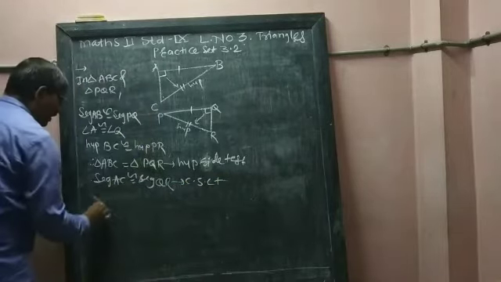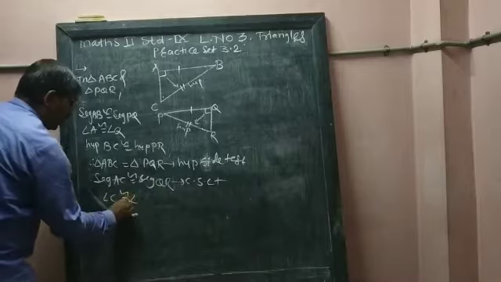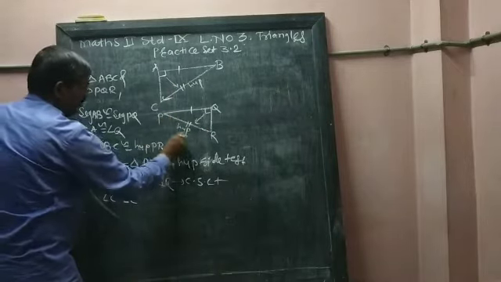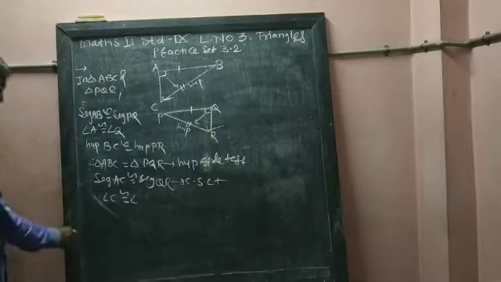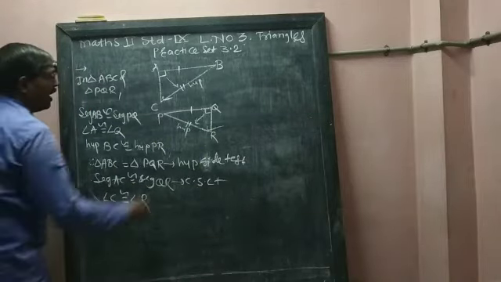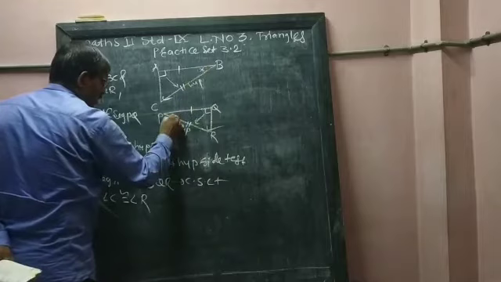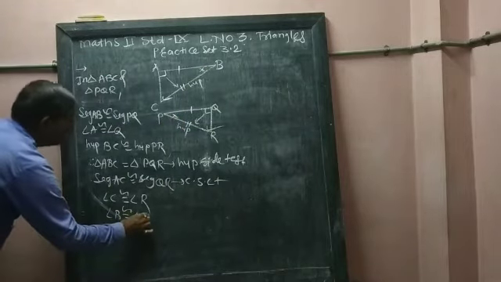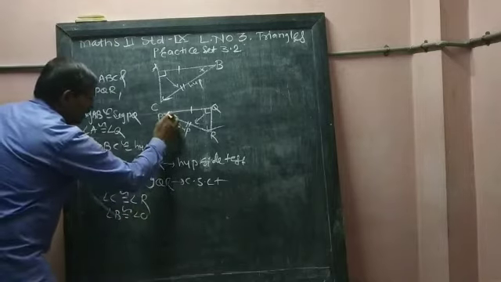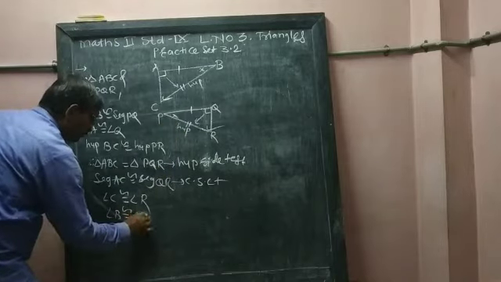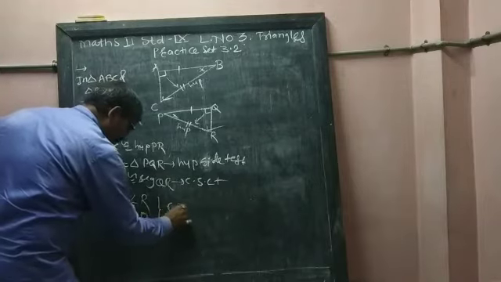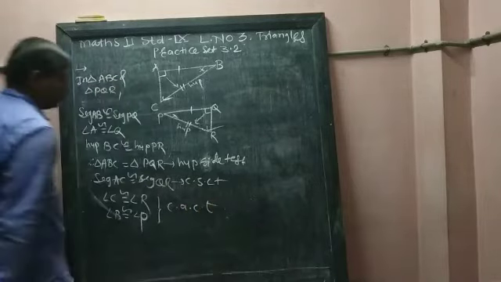Then angle C congruent angle R, and angle B congruent angle P. In this way, we should mention corresponding angles of congruent triangles.